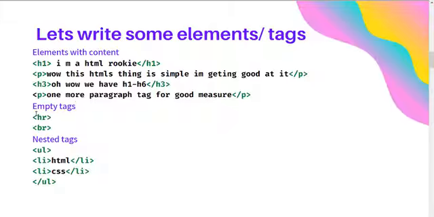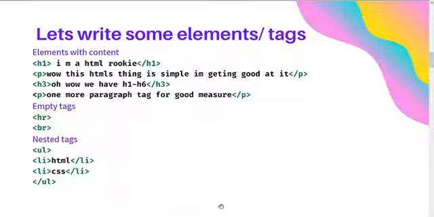Now we have some empty tags, and we have some nested tags. Empty tags are tags that don't have closing tag. For example, you have the HR tag and the BR tag. And nested tags are tags that contain other tags. For example, this is called the UL tag, which means unordered lists, which contains LI tags, which is list items. So if you have a list, you have list items inside of it. So this UL tag, unordered list tag, contains the list item tags.